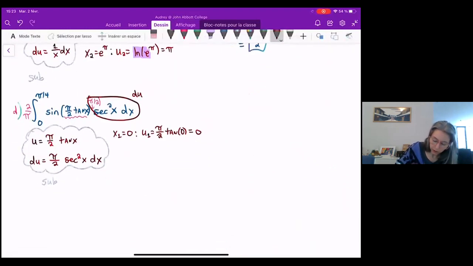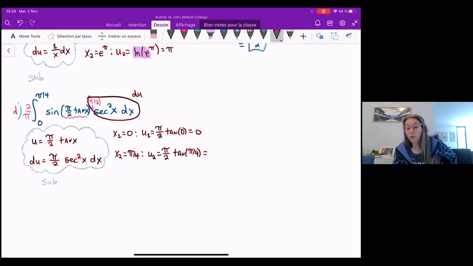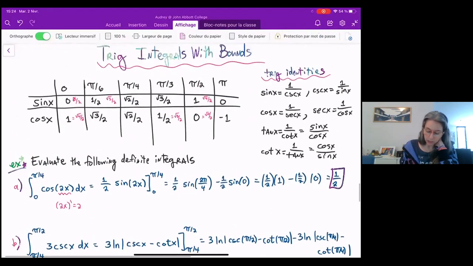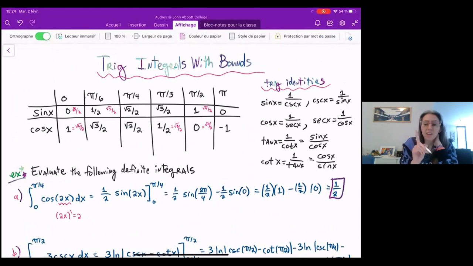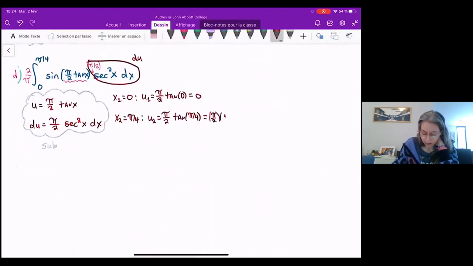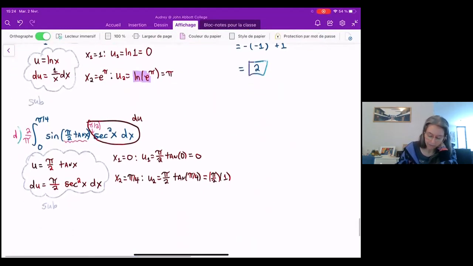And then x2 is equal to pi over 4. So u2 is equal to pi over 2 times tangent of pi over 4. Now again, this actually works in our calculators. We're going to learn that tangent of pi over 4 is just 1. Or alternatively, go up to the table, sine over cosine at pi over 4. They're the same. It's just going to give you 1. So this will be pi over 2 times 1, which is just pi over 2. And we're actually going to end up with the same function here.